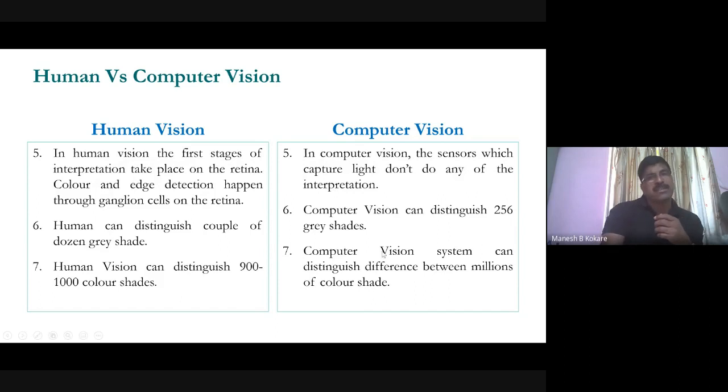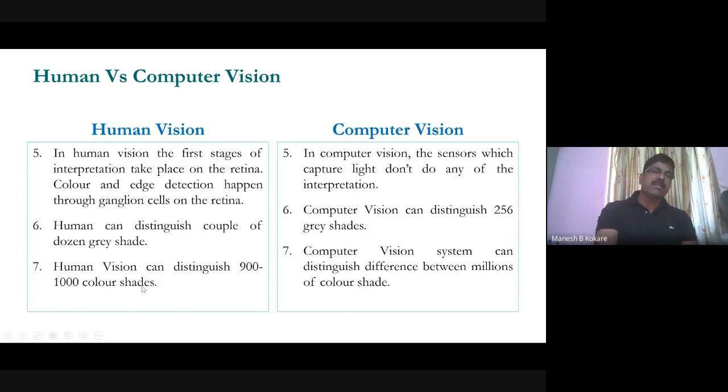But in computer vision, it is possible to distinguish between the shade of this pixel and the shade of that pixel. So our computer vision system can distinguish all those 256 gray shades. So the distinguishing ability of computer vision is better compared to the human vision system. That is the advantage of computer vision over the human vision system. So this is one advantage.